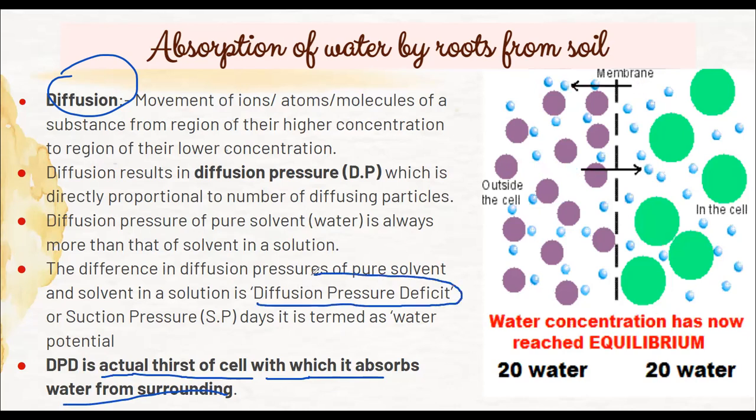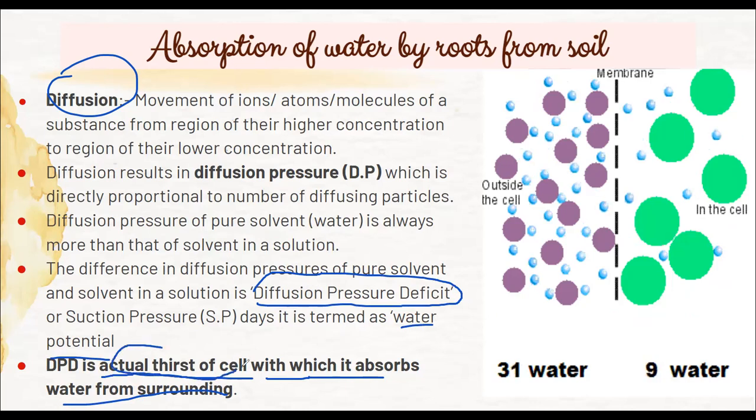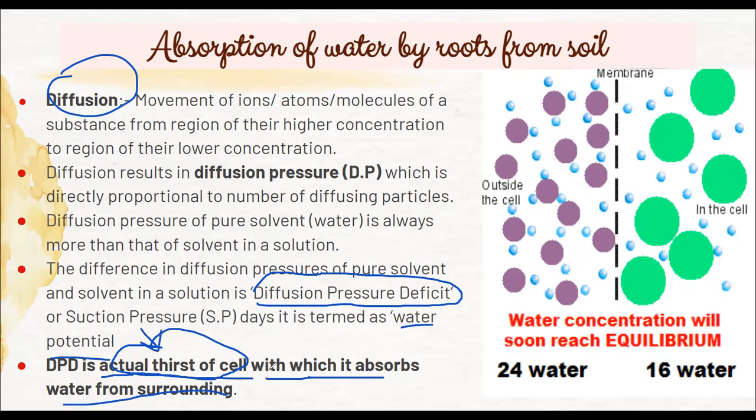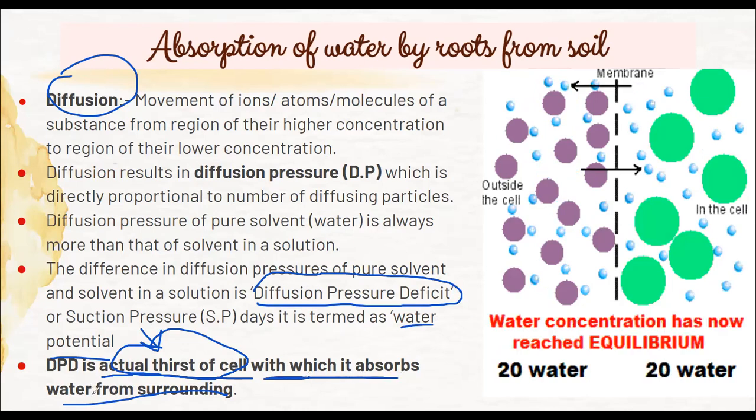So this DPD, or the water potential, in other words, is basically how much water the cell needs, how much thirst of the cell is there, how much requirement of water is there. So that much amount of water will be taken up, absorbed from the surroundings.